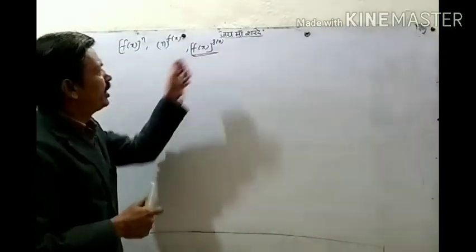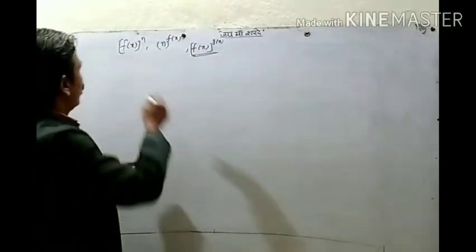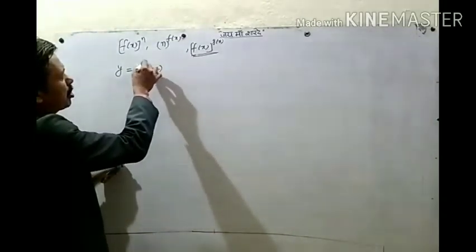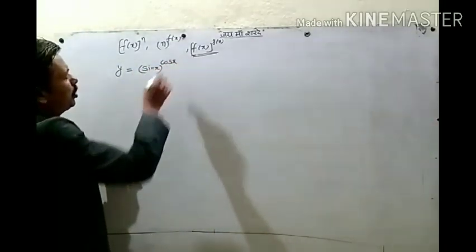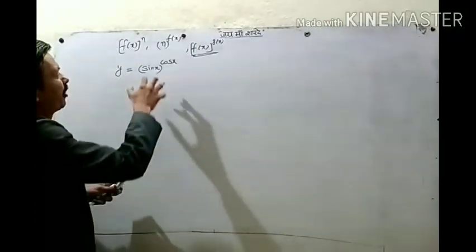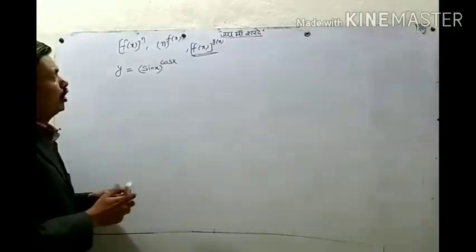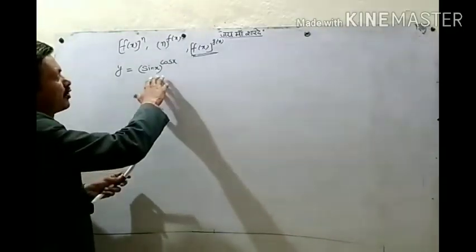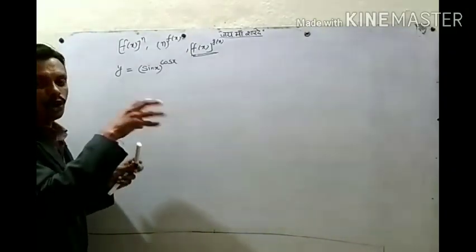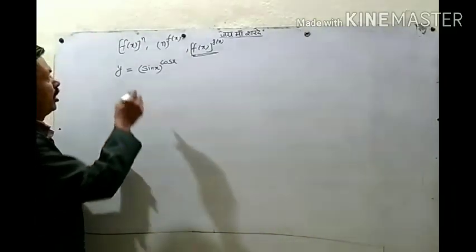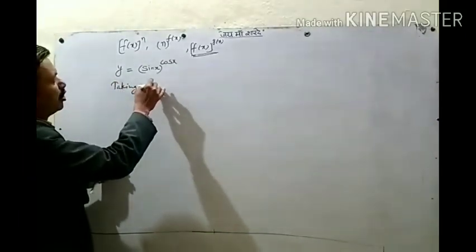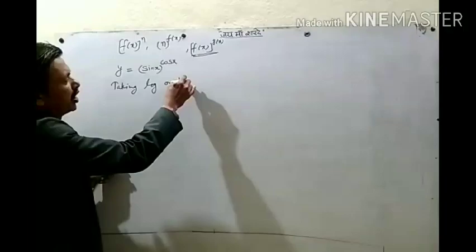Then we have to differentiate. Suppose y is given as sin x to the power cos x. Now both sin x and cos x are functions of x. Then how to differentiate this function? Any function in this form, if you want to find its derivative, we have to use log. So we will take log on both sides.